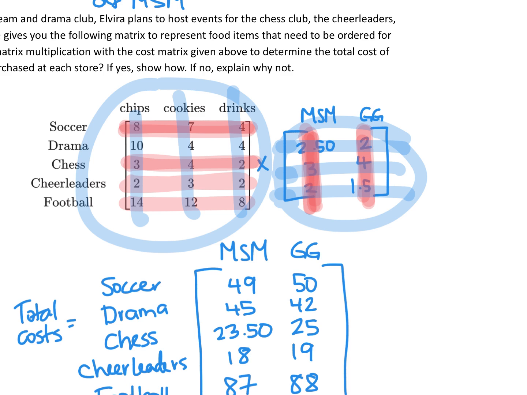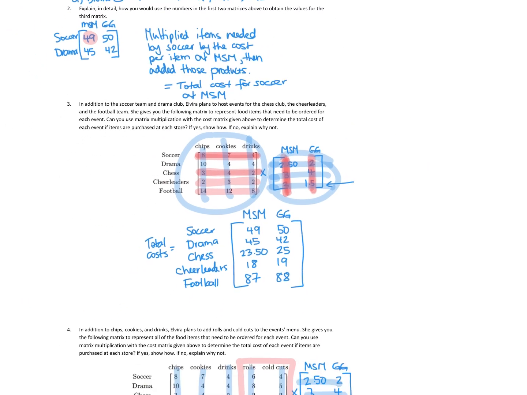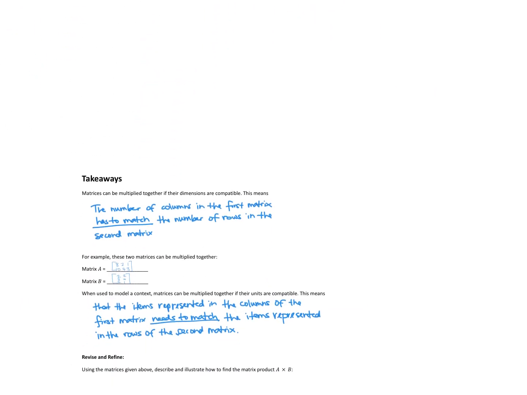Like if I had, let's say, randomly, this row right here did not represent drinks. Let's say it represented hot dogs. All of a sudden, I could not multiply my matrices because the context of my two matrices wouldn't be compatible, right? I'm looking for the total cost of chips, cookies, and drinks, not chips, cookies, and hot dogs. So make sure that you're checking your context as you are multiplying matrices as well to make sure things are working.